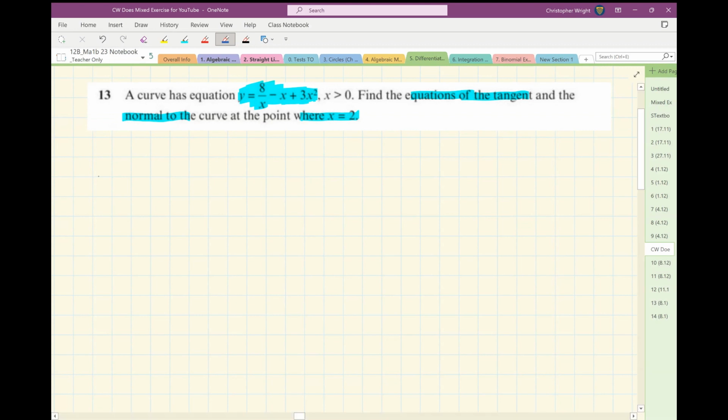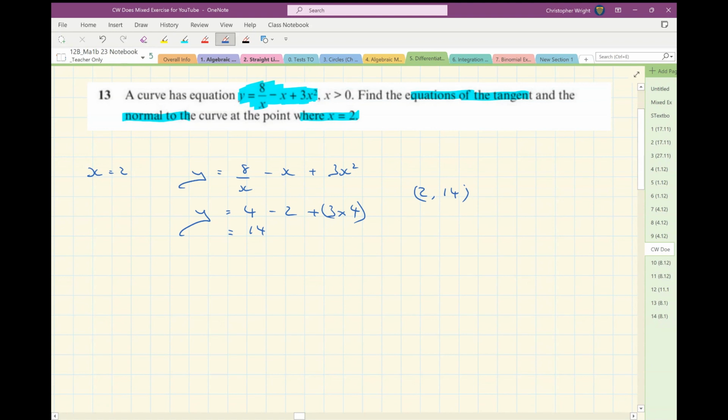So I can find the point on each of those lines because I know that x equals 2, and I know that y is 8 over x minus x plus 3x squared. So if x is 2, then y is 8 over 2, 4, minus 2, plus 3 times 2 squared, 3 times 4. So that's going to give me 14. So my point on the curve, where x equals 2, is the point (2, 14).